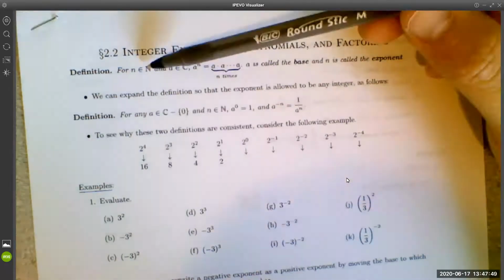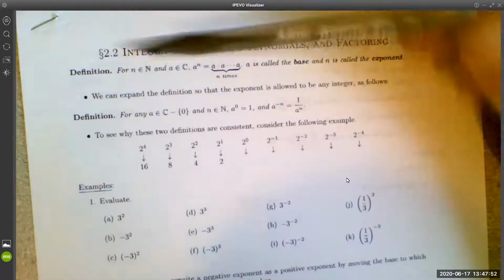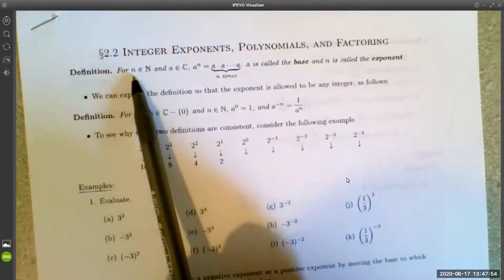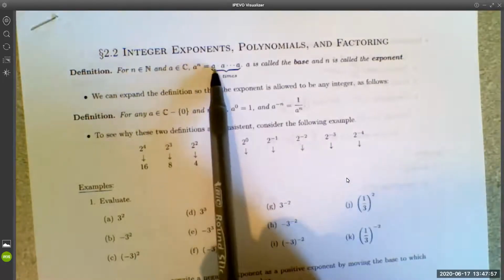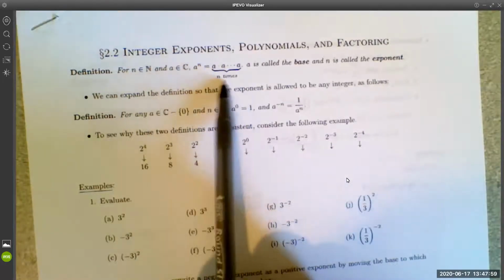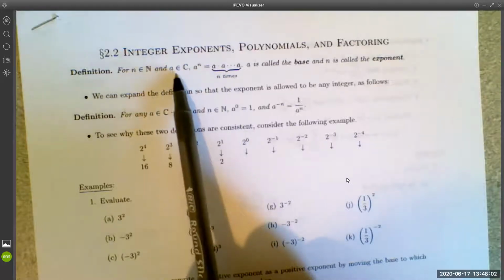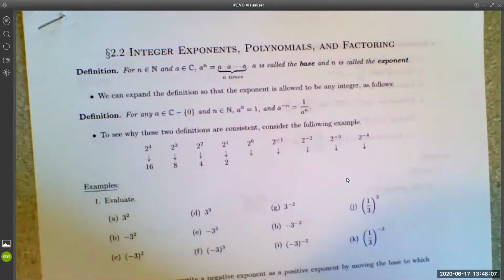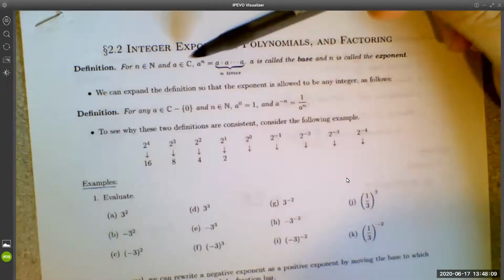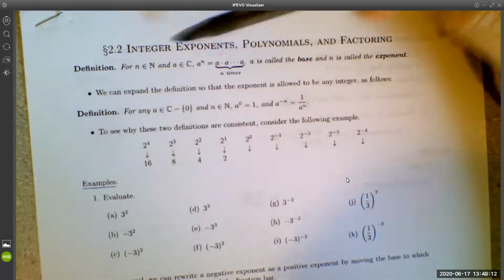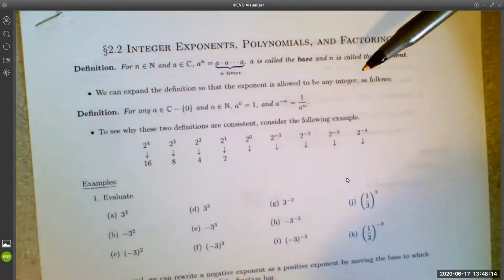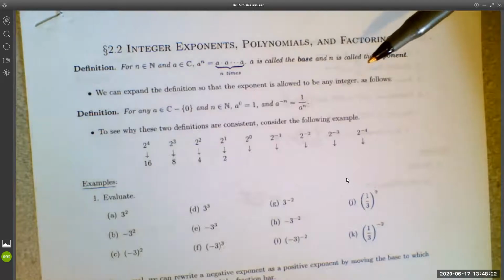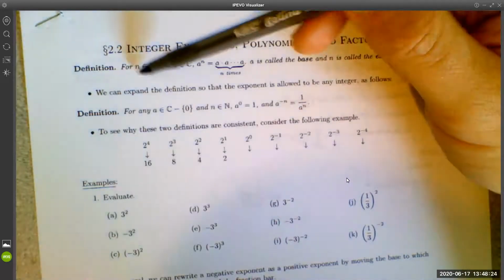So for some natural number n, a to the n power is just a times itself n times, right? And this works for any complex number a. A is called the base, n is called the exponent. So this is how we define exponents on the natural numbers. But you may remember from your algebra days that we also talk about negative exponents. We talk about fractional exponents. So we'd like to expand this definition so that we're not just dealing with natural numbers.